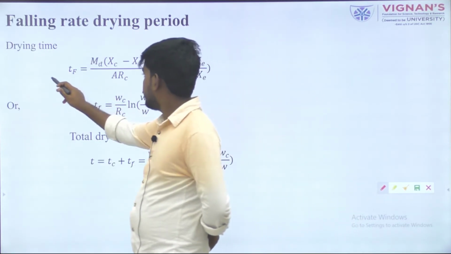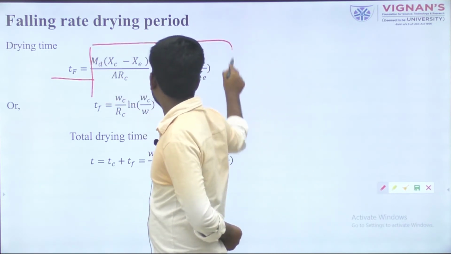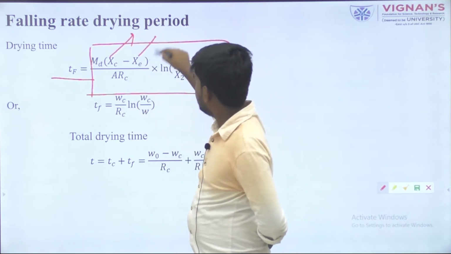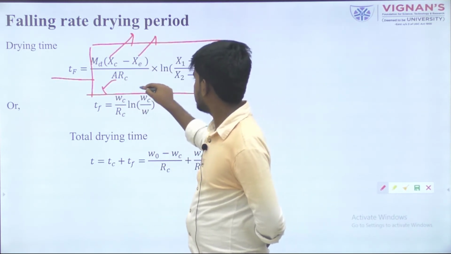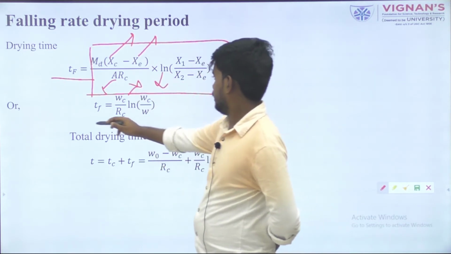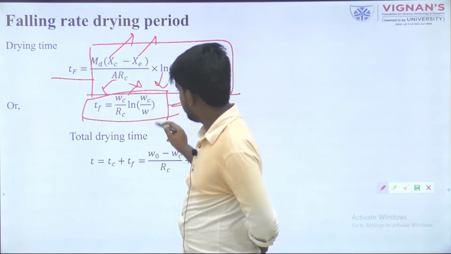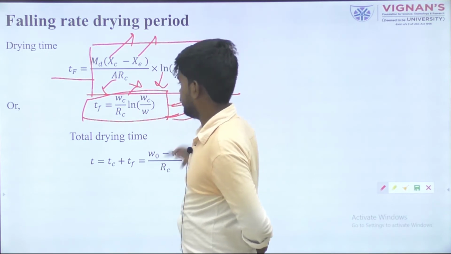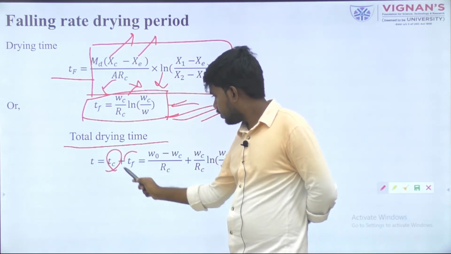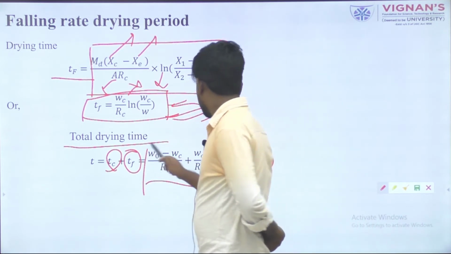Then, if we want to calculate the falling rate period drying time, we can use this equation. Here Xc is the critical moisture content, Xe is the equilibrium moisture content, A is the area, Rc is the rate constant, and the ln value is also given. If we simplify this equation, it also gives us a shorter form. Most of the time you go for this equation, and the total drying time is the constant rate drying time plus the falling rate drying time. If we sum the two, that will give us the total drying time.